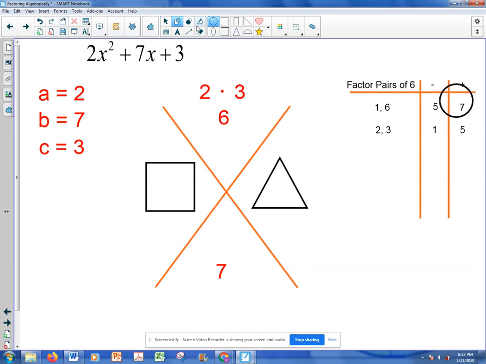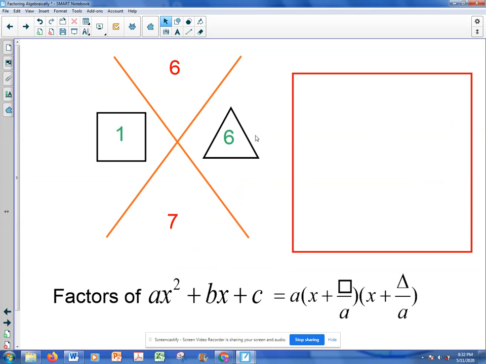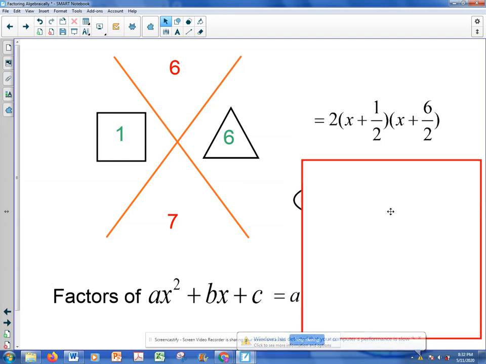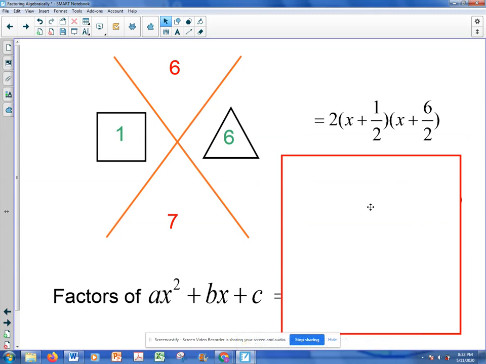That means that 1 and 6 are the ones that go in the square and the triangle. So go ahead and put 1 and 6 in the triangle. Now that we have that filled out, this formula down here is how you get the factors. You take the 1 and put it where the square goes, and you put the 6 where the triangle goes. The a is the same in all three places, and my a was 2. So when I put them all in, I get something that looks like that.